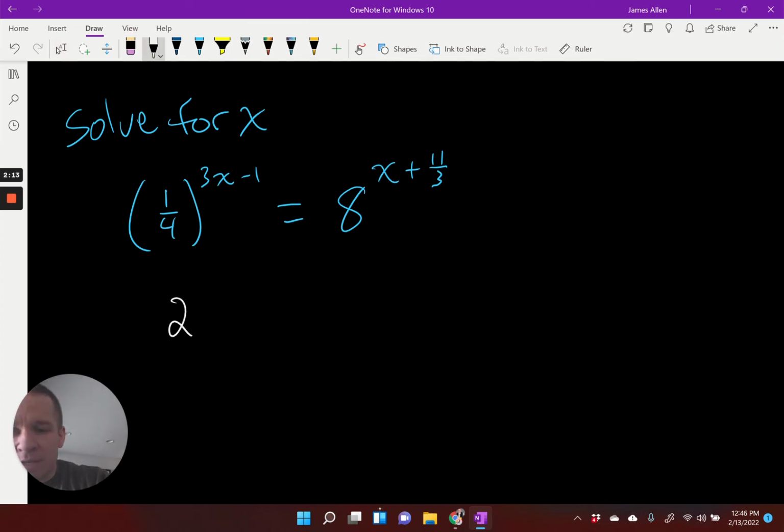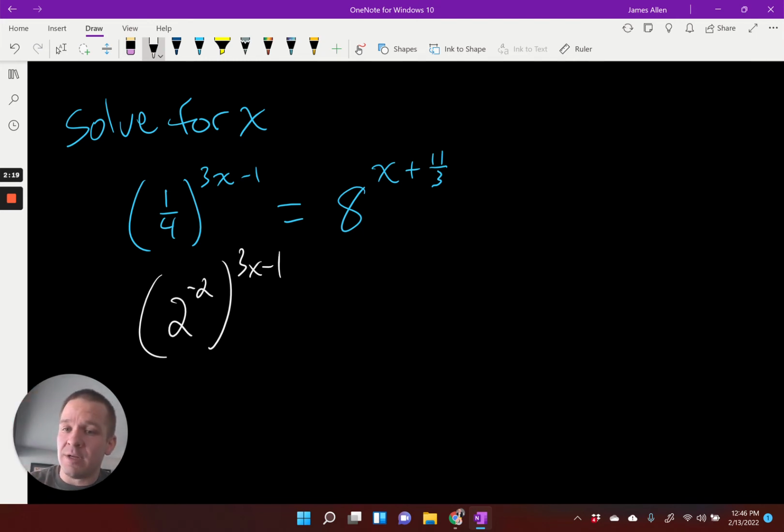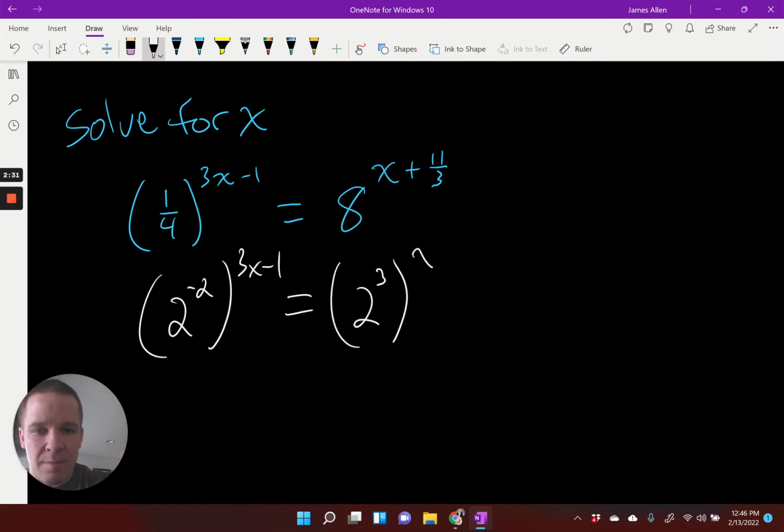So I could rewrite this as 2 to the negative second, and then I have 3x minus 1. 2 to the negative second is like 2 to the second, which is 4, but the reciprocal of it, which is 1/4. Negative exponents give us reciprocals. Remember that. All right, next up, we got 2 to the third. That one's not too bad, and I'm going to have x plus 11 thirds. Man, we had fractions and fractions, but perhaps that'll work out.